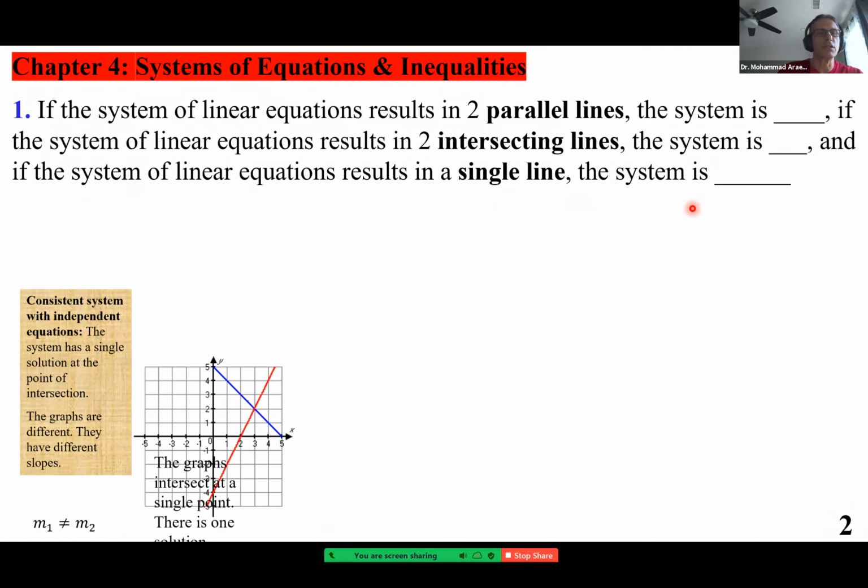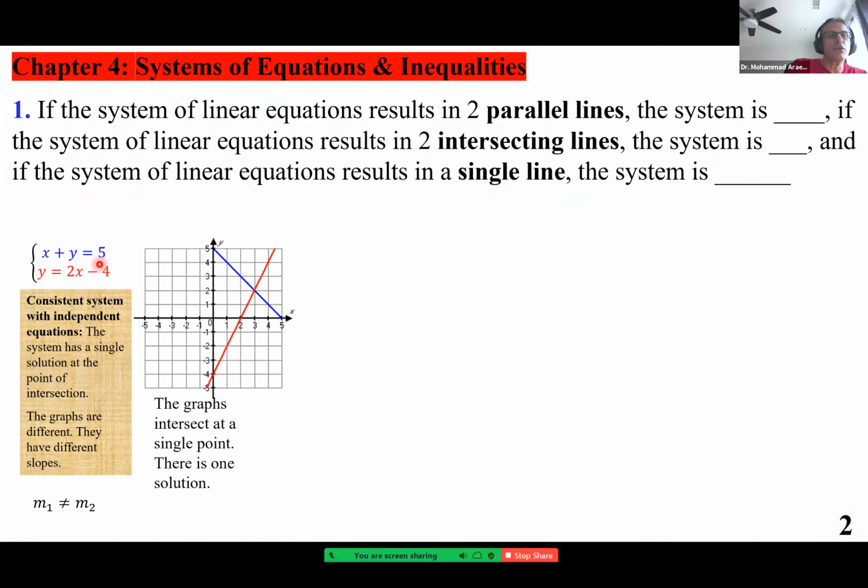Here's a consistent system. If you graph, there is a point of intersection, and there is precisely one point of intersection. If you solve for y, we get different slopes. So the system has a single solution at the point of intersection. The graphs are different. They have different slopes.